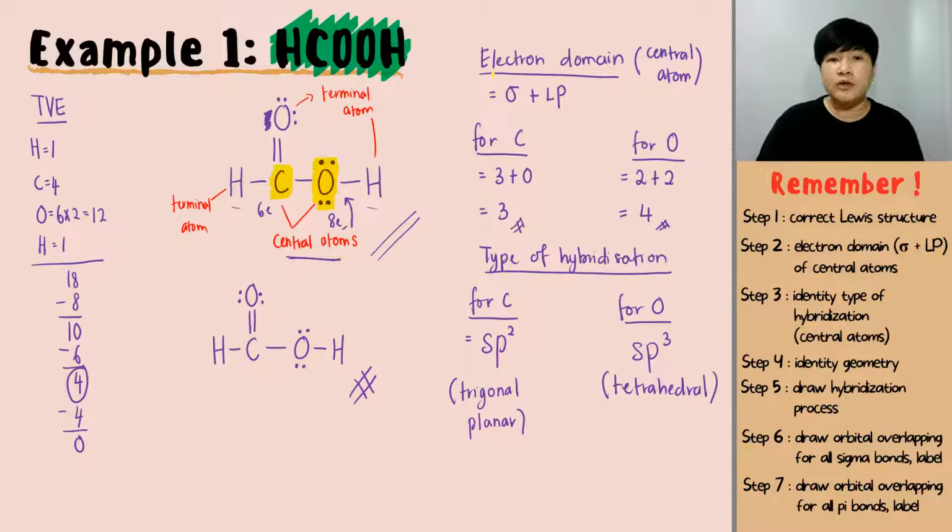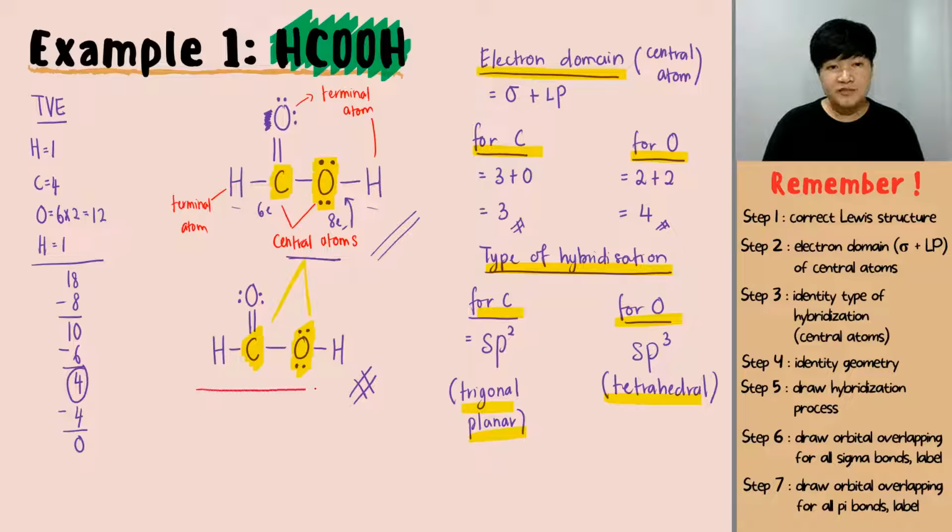And make sure you are calculating the electron domain for carbon and oxygen, the type of hybridization and geometry for both of the carbon and oxygen. Because both of this carbon and this oxygen, they are your central atom. Okay? So with that in mind, we always find for the central atom.